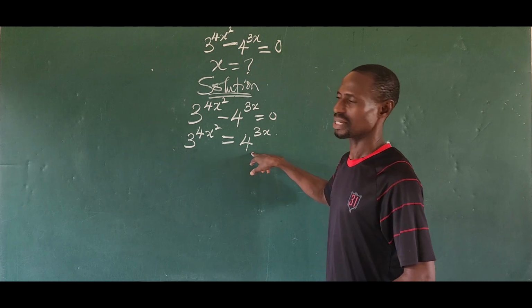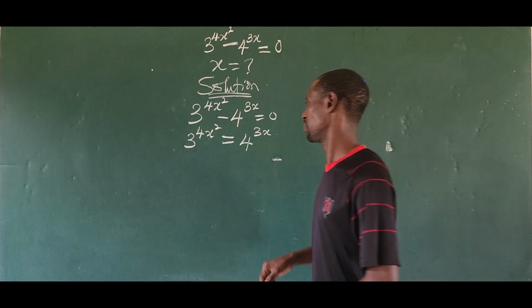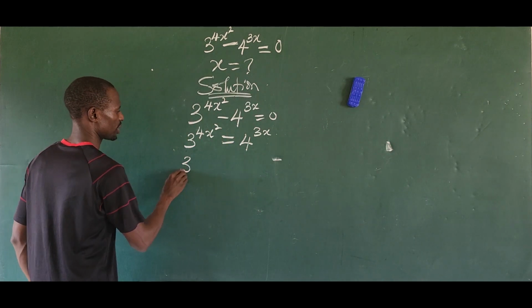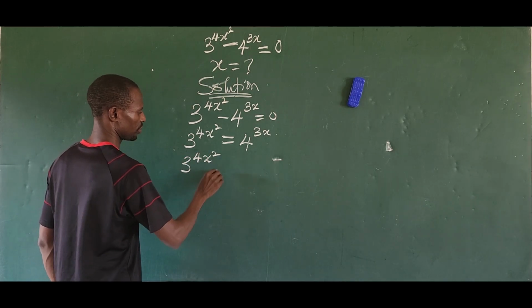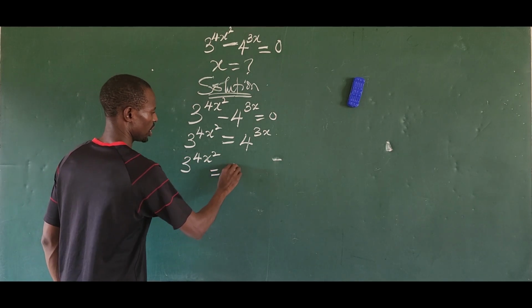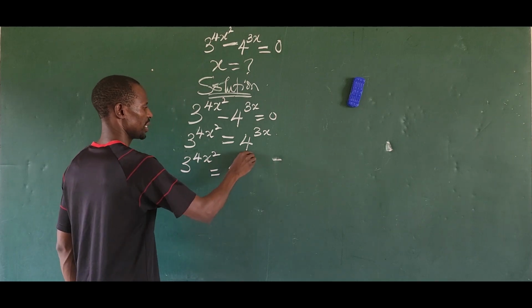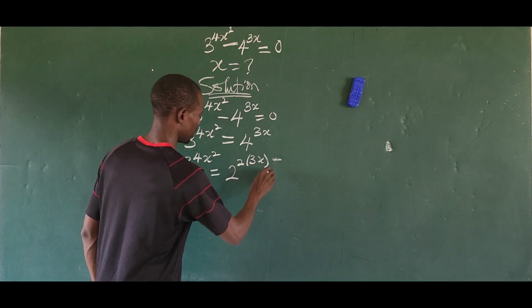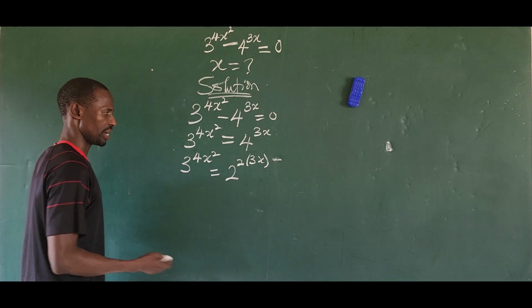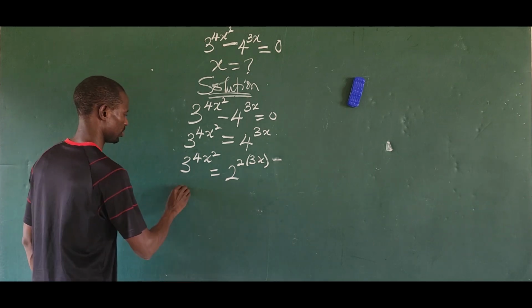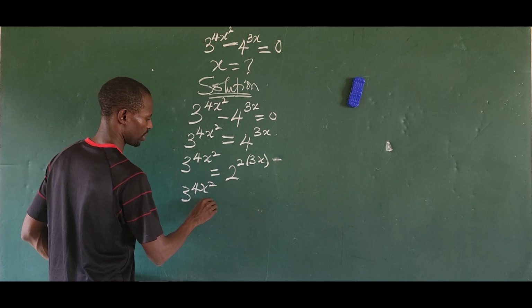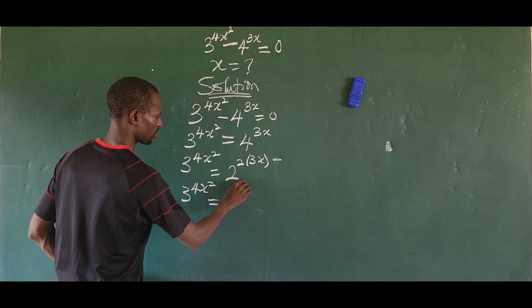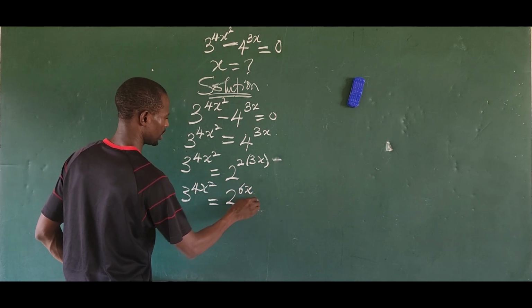So we can write this 4 as 2 to the power of 2. This is going to give us 3 to the power of 4x² equal to 2 to the power of 2 times 3x. Then if we multiply, we're going to have 6x. This gives us 3 to the power of 4x² equal to 2 to the power of 6x.